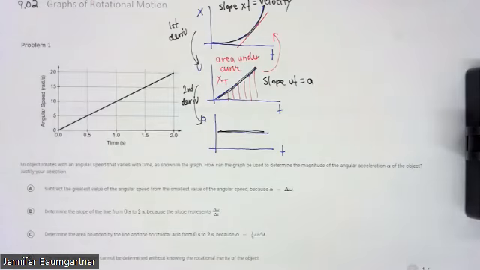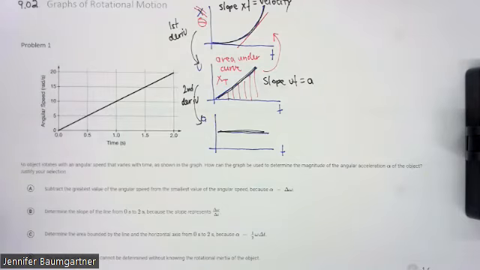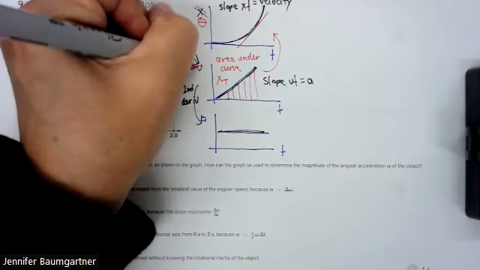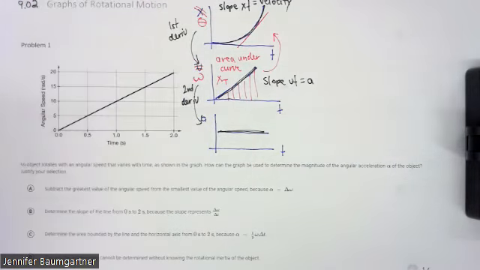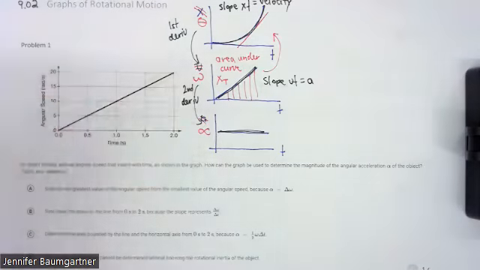The only thing that we're going to do differently is we're going to change this to angular displacement, which is theta. We're going to change this to angular velocity, which is omega, and we're going to change this to angular acceleration, which is alpha.